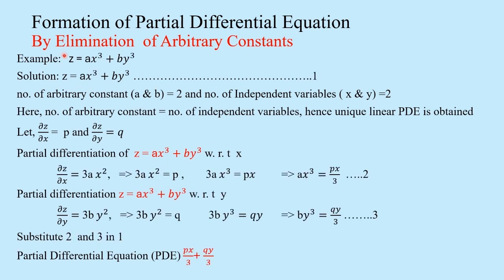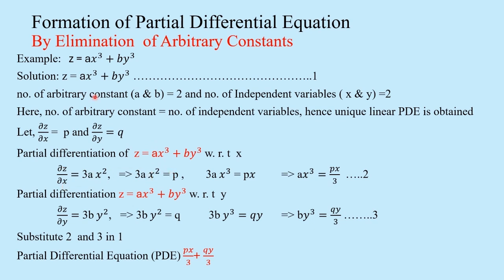In this example, a and b are arbitrary constants, x and y are independent variables and z is the dependent variable. So here the number of arbitrary constants and the number of independent variables are the same. So here a unique linear PDE is obtained. P is equal to this, Q is equal to this. Partial differentiation of this equation with respect to x: Z becomes dou z by dou x. Ax cube becomes 3x square a. So 3ax square is equal to P and we are writing it here.